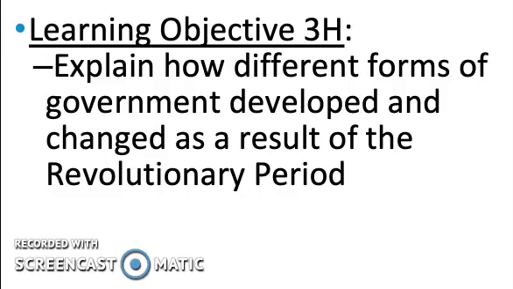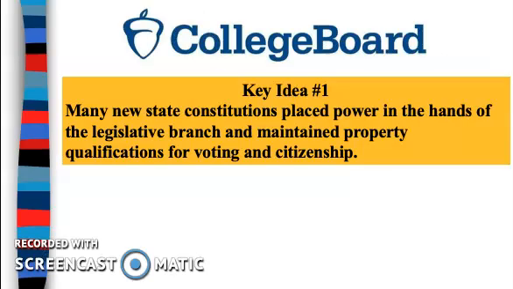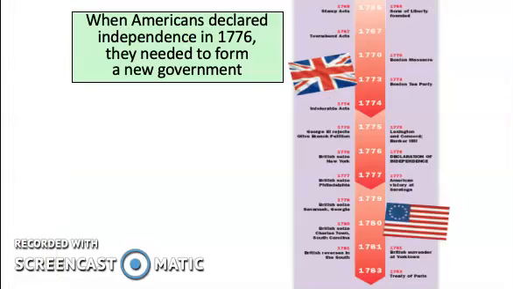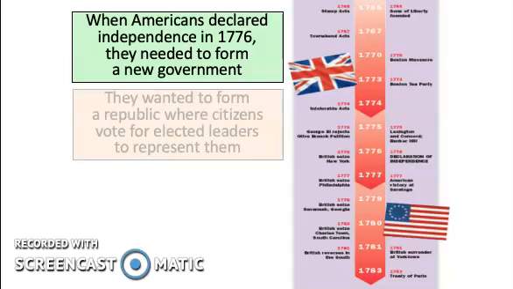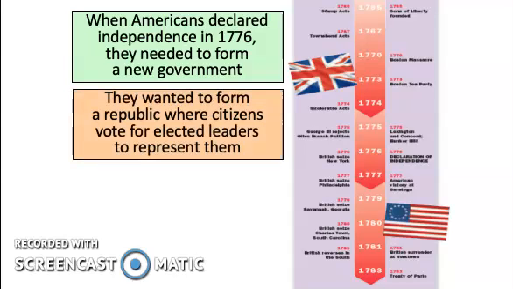Our first key idea today is, number one, many new state constitutions placed power in the hands of the legislative branch and made property qualifications for voting and for citizenship. So, essentially, what we want to know here is that when Americans declared independence in 1776, we needed a new form of government. And what we wanted was a form of government that was a republic, where citizens voted for elected leaders to represent them.